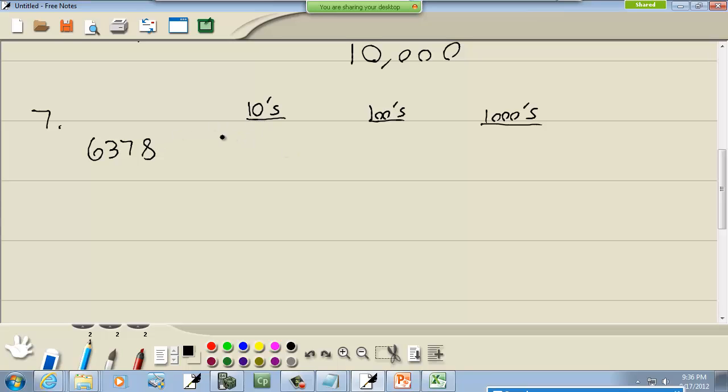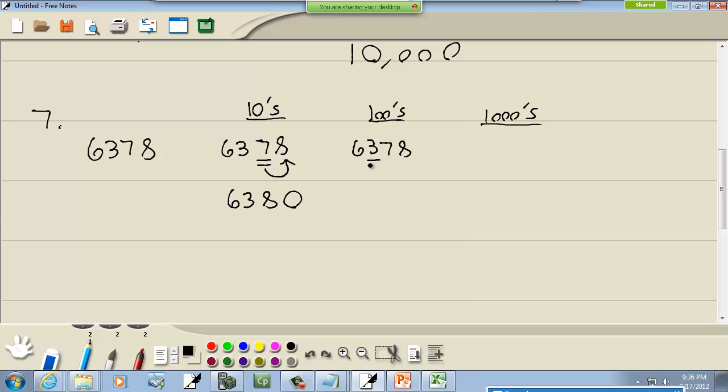Well, for the tens, this is ones, this is tens. We look at the digit immediately to the right. It's 5 or greater, so we're going to round up, which means we increase the 7 by 1, so that becomes 8. These remain as is, and the digits to the right become 0.